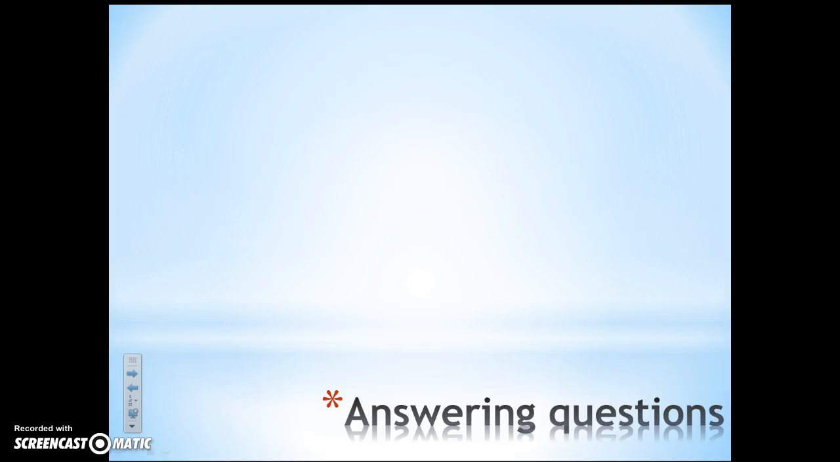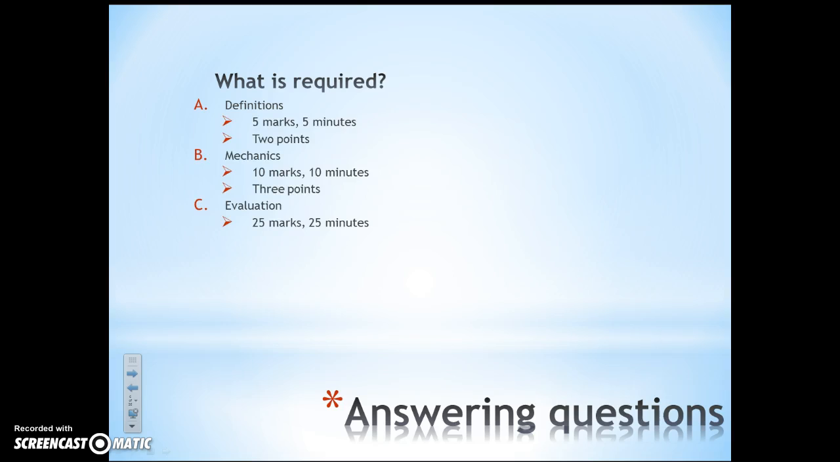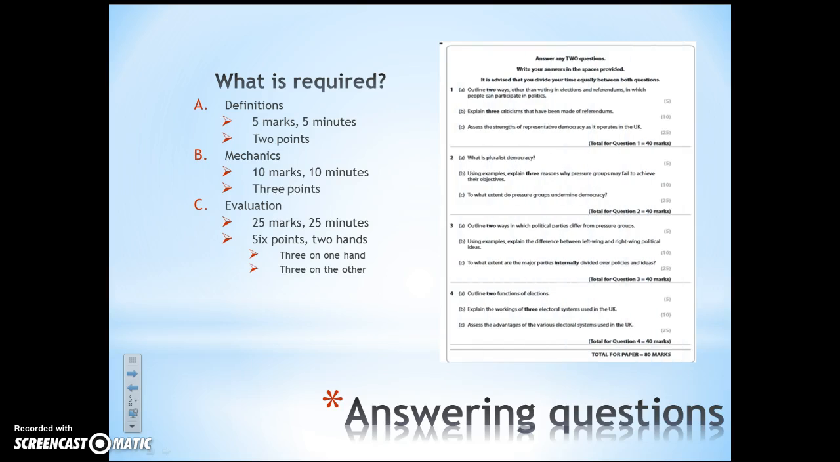Now let's explore exactly what it is that they want you to do. As I said, there are 3 different questions: A questions, B questions, and C questions, and each of them is asking for a subtly different skill, and each of them requires a subtly different answer. So we can see here, outline 2 ways. That's really a definition question. What is pluralist democracy? Definition. Outline 2 ways, outline 2 functions of elections. This is really just rote learning.